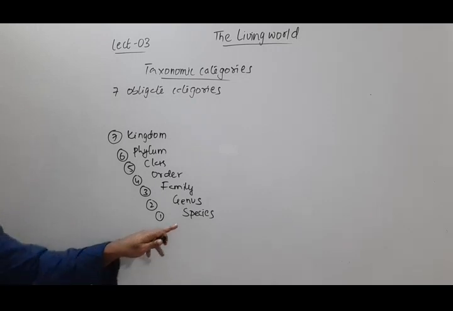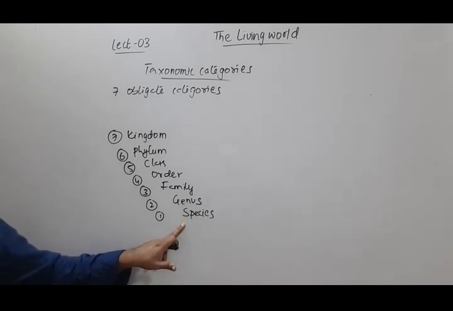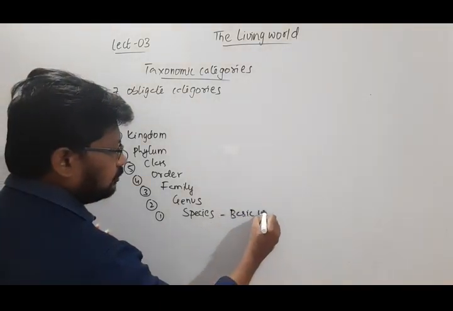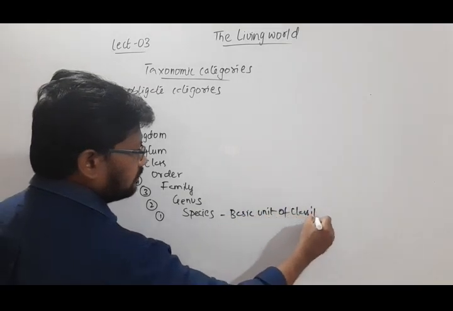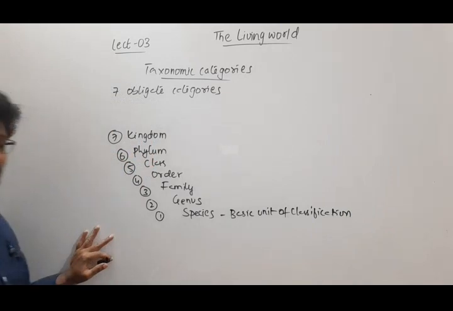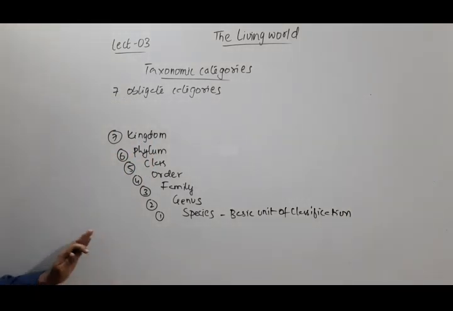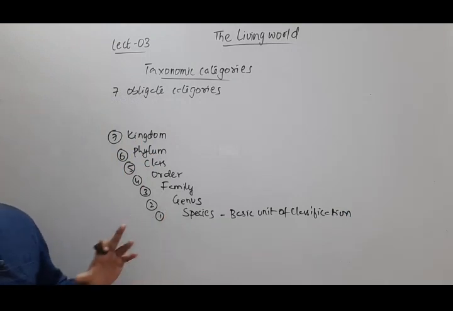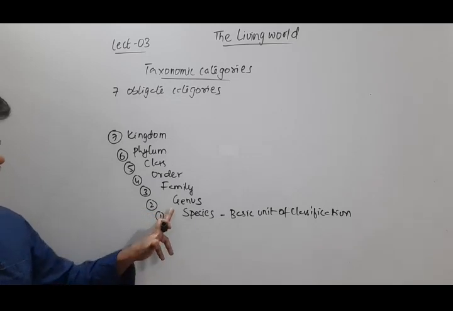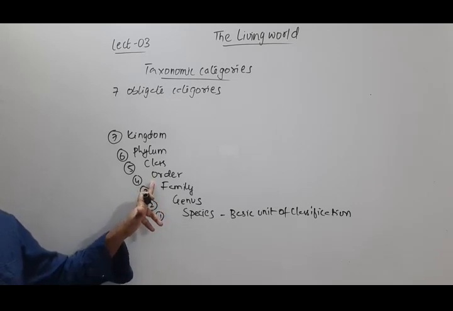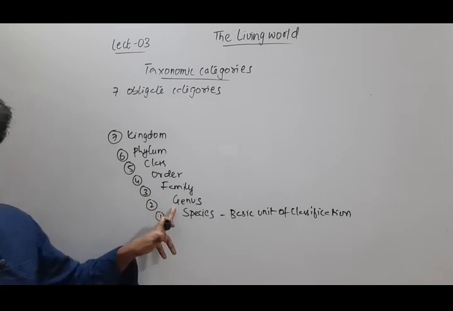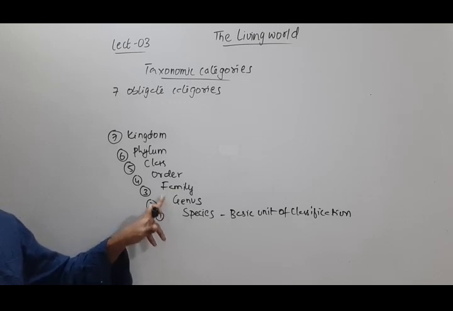Right. So this is the least category, and we consider the species as the basic unit of classification. Similar species will be kept under one genus, different genera will be kept under one family, and different families under an order. Of course they are all related: related species under one genus, related genera under one family, and so on.